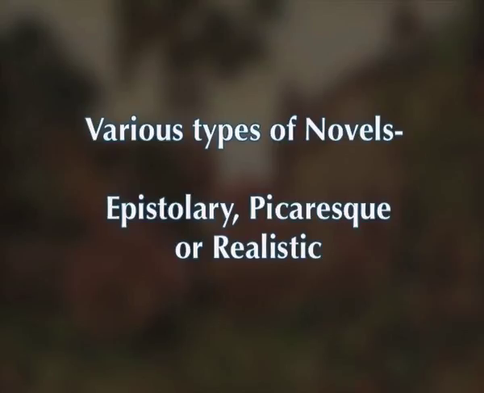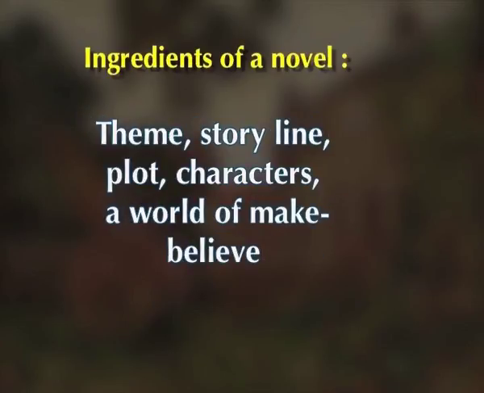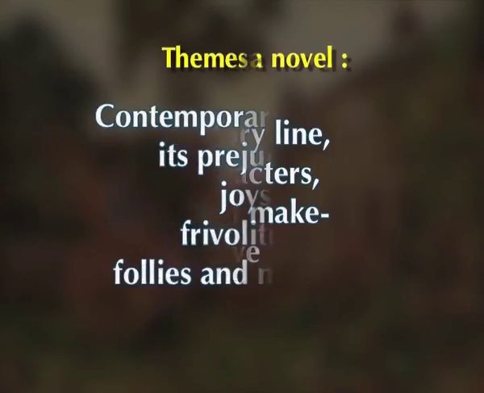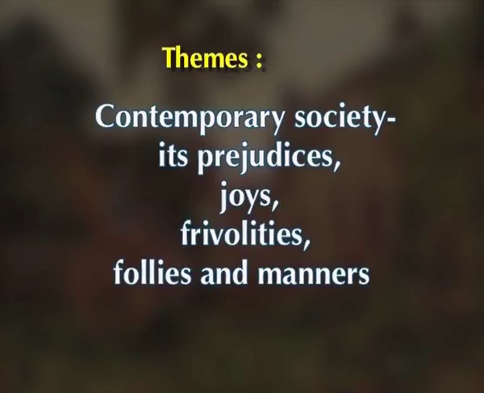Though a novel can be of various types like epistolary, picaresque or realistic, the genre basically has a definite structure: theme, storyline, plot, characters, and a world of make-believe are the basic ingredients of a novel. The contemporary society, its prejudices, joys, frivolities, follies and manners are often the themes of the novel.